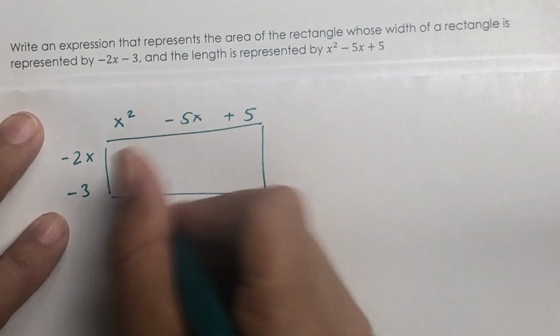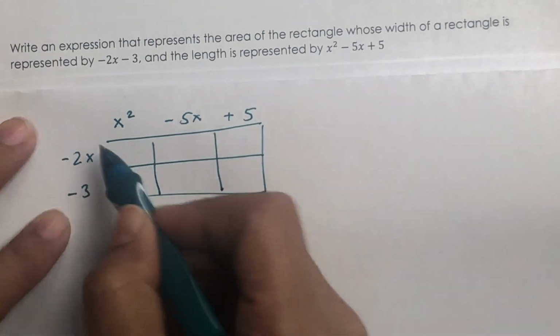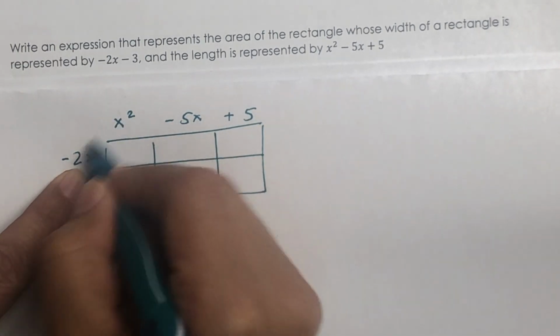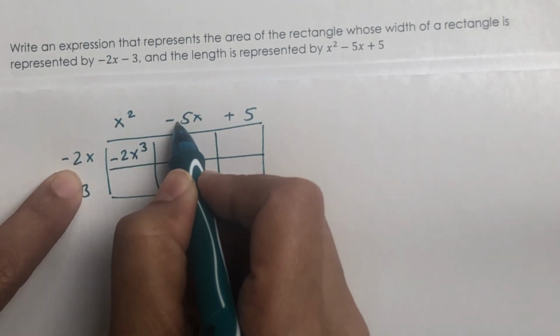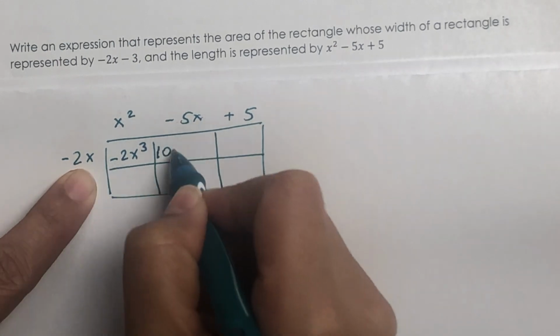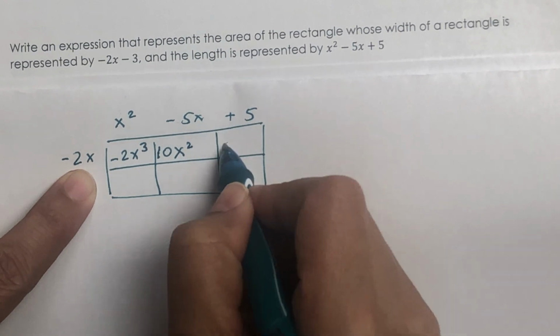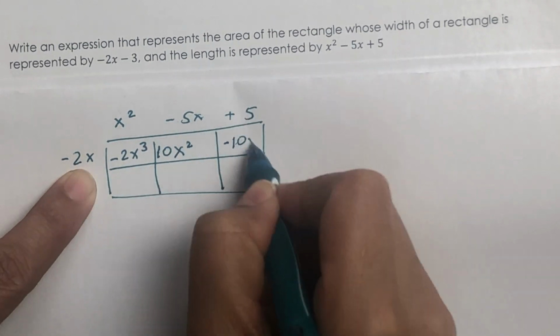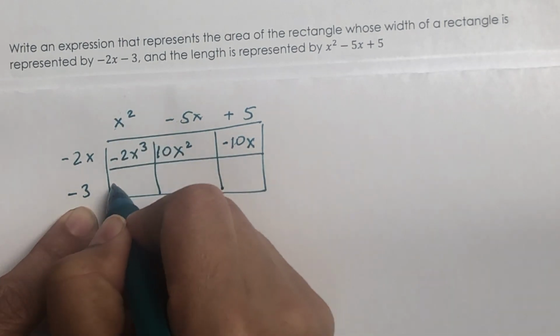Give yourself ample space so that you don't make mistakes, and then go ahead and draw your lines in. So now you're multiplying this times this, which is negative 2x cubed. Negative times negative 5 is positive 10, I'm sorry. And then how many x's do I have? 2 of them. Negative 2 times 5 is negative 10. And how many x's do I have? Just the 1. Negative 3 times invisible 1 will be negative 3.